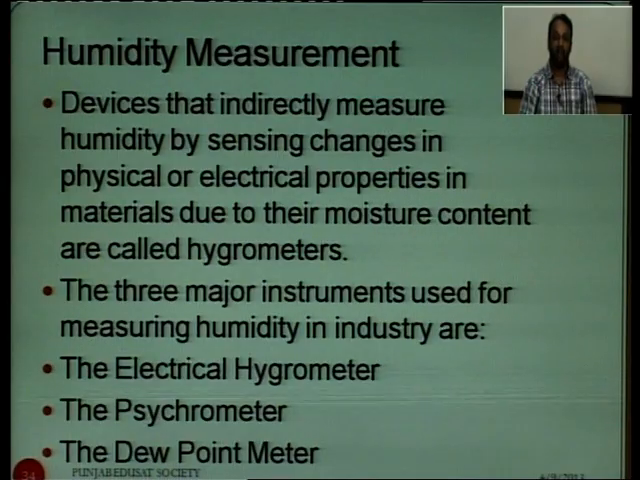Devices that indirectly measure humidity by sensing the changes in physical or electrical properties in materials due to their moisture content are known as hygrometers. So, hygrometers are the devices which are used to indirectly measure the amount of water vapors present in the air because there are some changes in the physical or electrical properties of the material. The three major instruments used for measuring humidity in industry are electrohygrometer, the psychrometer and dew point meter.